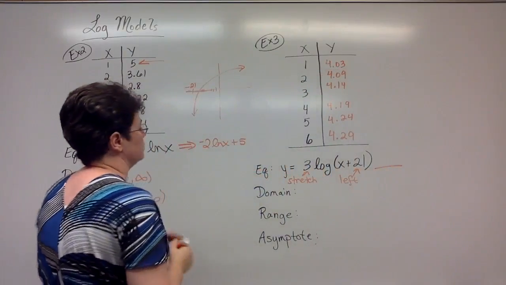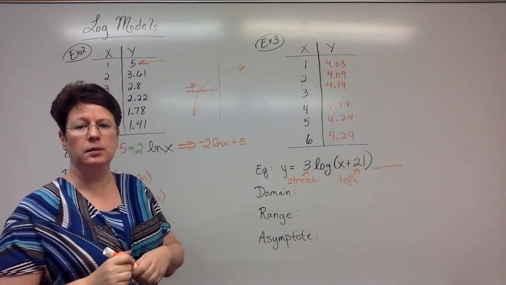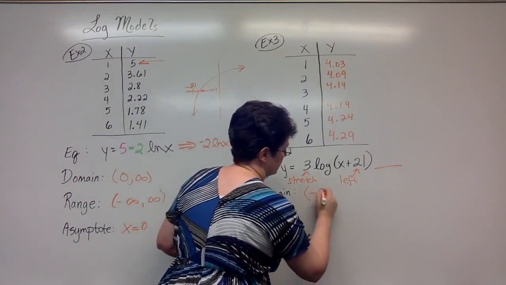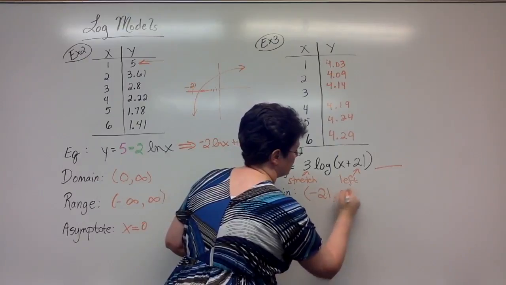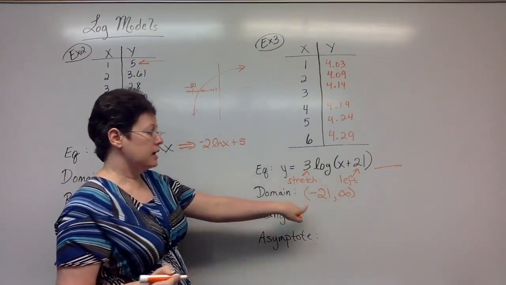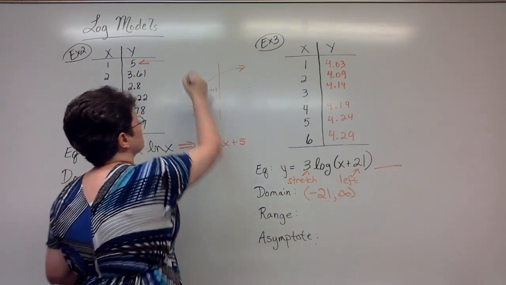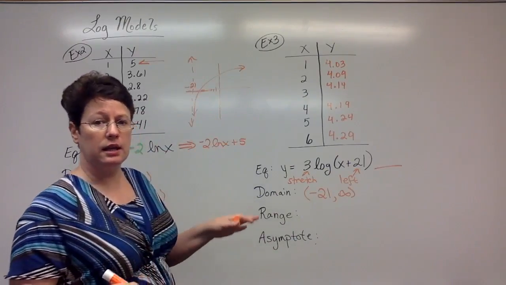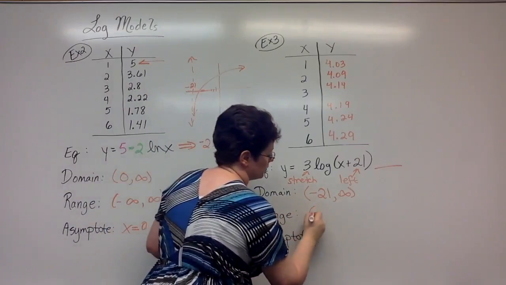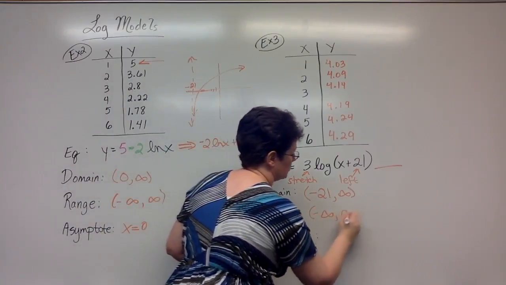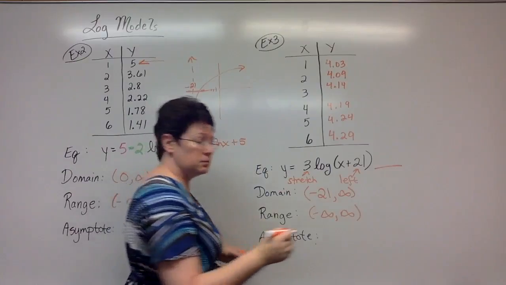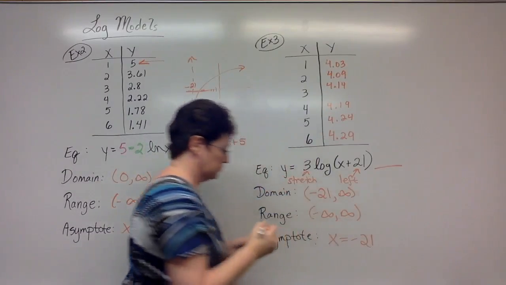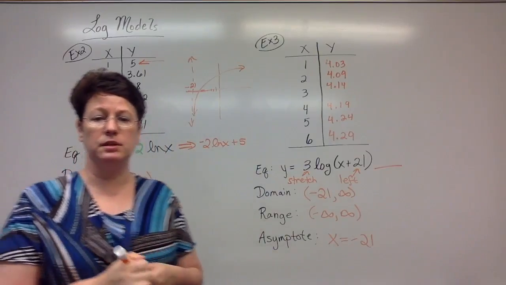Let's do our domain and range. What would our domain be? Yeah, it's going to start at the negative 21. Does that negative 21 get a parenthesis or a bracket? It has a parenthesis. Why? Because we have a little vertical asymptote in there that we did not touch at negative 21. The range is still the same: negative infinity to positive infinity. Asymptote, we just identified: x equals negative 21. Easy, easy. Not a big deal.